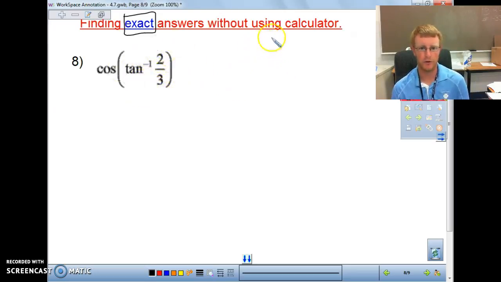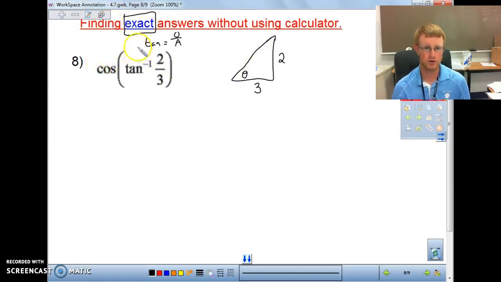The immediate thing that I do is I draw a triangle. And remember, we're trying to figure out what our theta is. So let's look at tangent. Tangent is equal to opposite over adjacent. Therefore 2 is going to be opposite, and 3 is going to be adjacent. Before we can do anything else, we need to figure out what our third side is, because we're just trying to figure out what the cosine of theta is. So this whole thing is equal to theta.